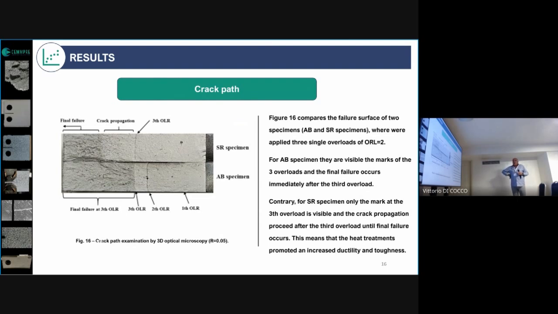The marks are visible in the lower figure. It's for the base material, and the failure occurs just after the third overload. While in the stress relief specimens, only the mark of the third overload is visible. The others are not. It's more resistant to that, and the heat treatments promote an increase in the ductility and the toughness of the specimens. So basically, we can say that if crack growth rate resistance is important for this material, the stress relief treatment is important to perform, because we have an increase in this kind of resistance to crack growth rate.